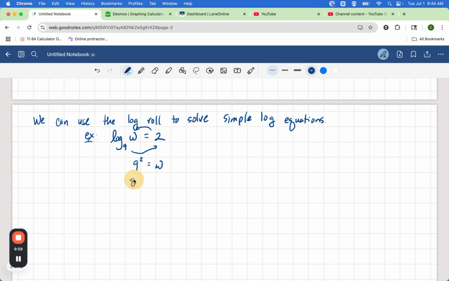So 9 squared, not power. 9 to the 2 is going to be what you're logging. 2 is going to be the power. Okay, get my words all twisted up here. So W equals 81. Simple. Log roll it, and you undo the logarithm when you log roll, and there we have it.